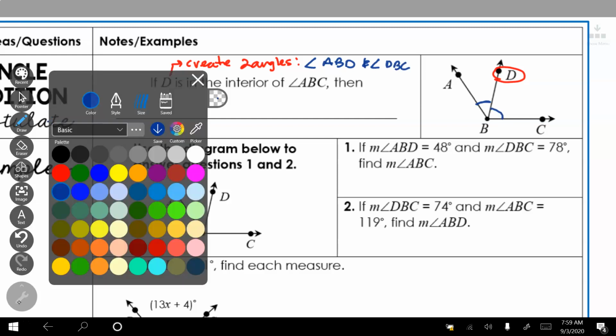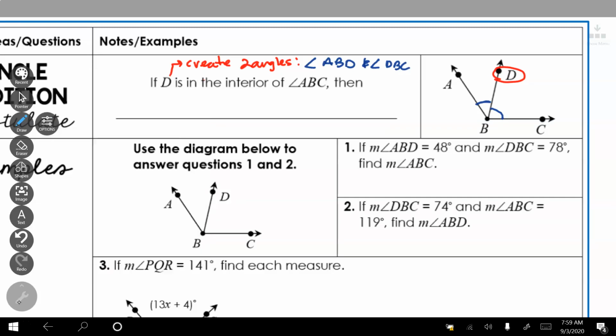Angle ABD, or excuse me, angle ABC was the big angle. So if D is inside that angle ABC, we can split it up into two angles. Therefore, we have the angle addition postulate that says the measure of angle ABC is equal to the measure of the two angles inside of it: angle ABD plus the measure of angle DBC.